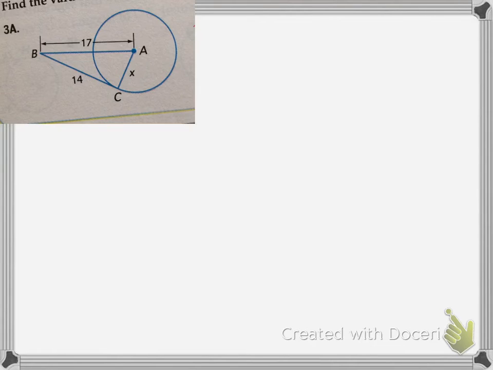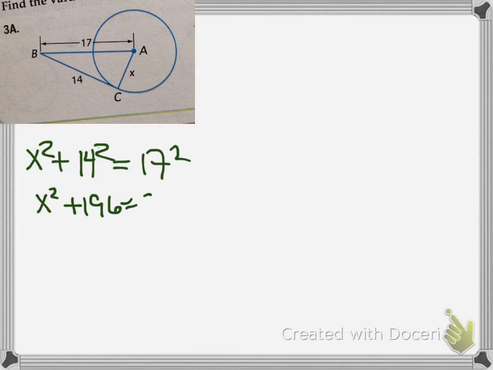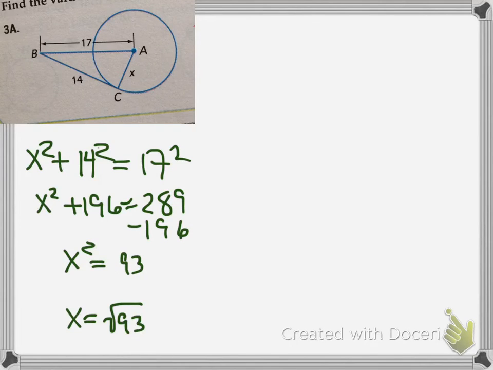So there you go. Here's a little bit easier one. How about this one where I just have to subtract? So x squared plus 14 squared equals 17 squared. Then I get 196 and 289, subtract, and get 93. But again, with this, you always have to take the square root. So we have the square root of 93, and we'll leave it like that. I don't need decimals. No decimals. I'm good like that.